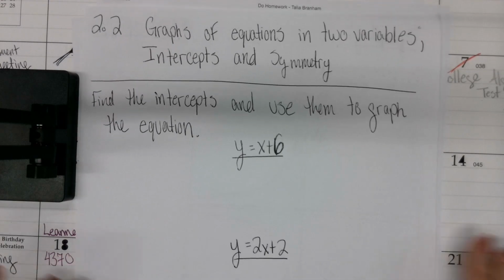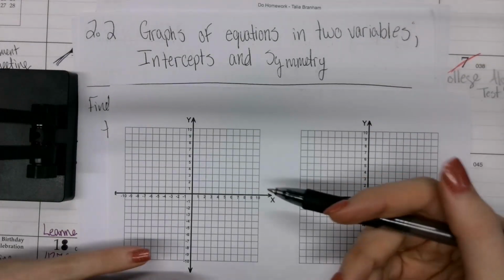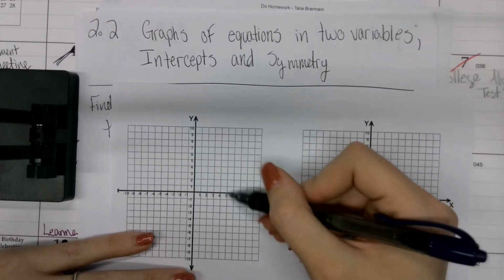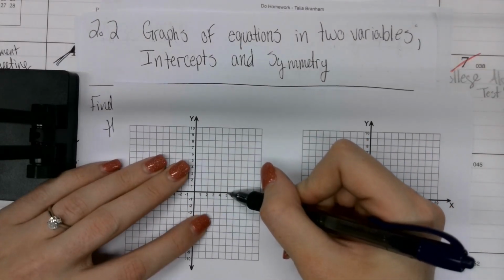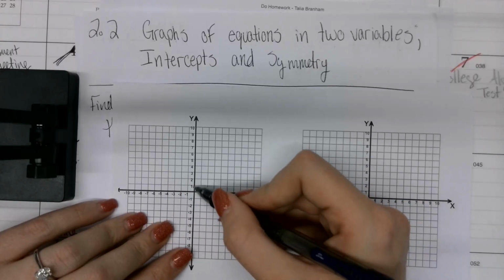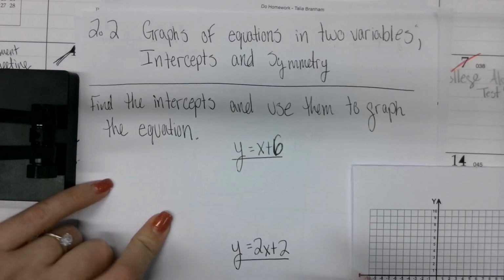So we're going to find when x is 0 and when y is 0, because if we look at the graphs, when they say intercept, they mean where it's going to cross the x and y axis. So if it's crossing the x-axis, y is 0, because we're not up or down. And if we're crossing the y-axis, x is 0. So keep that in mind when we do this.